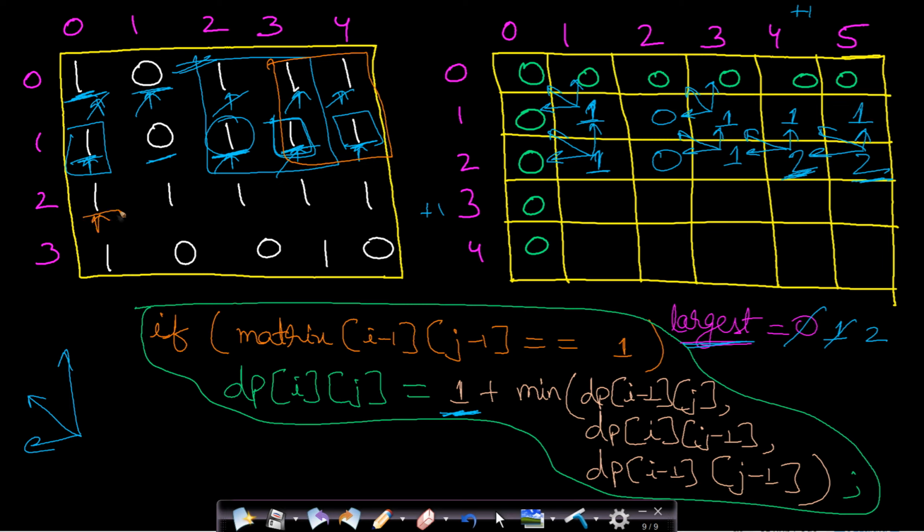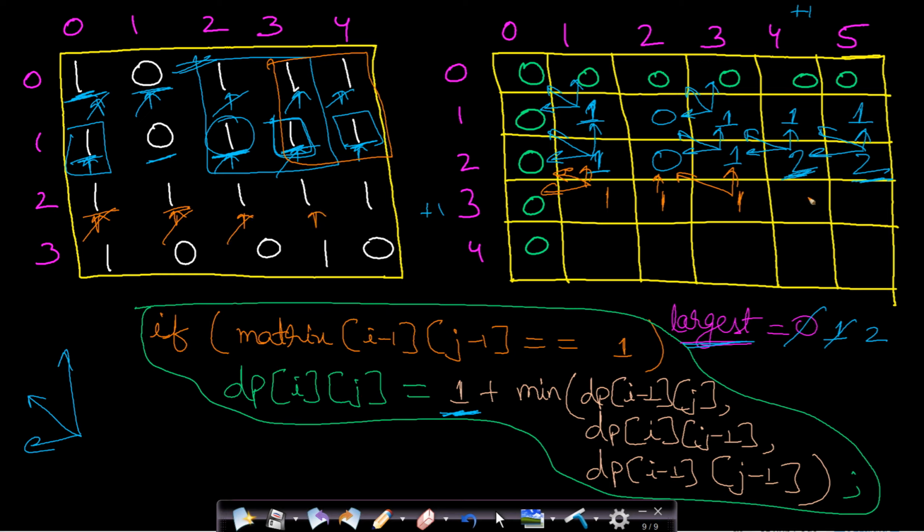Now we process this one. So this is 1. Minimum in these 3 directions is 0. So this will be 1. So boundary elements on the left hand side cannot extend actually. This is another observation. Now when you are at this one, you can see that above is 0, so you don't have to check any other values. You will simply copy 1 here. Now you are at this one. So again there is a 0, you will just copy 1 here.